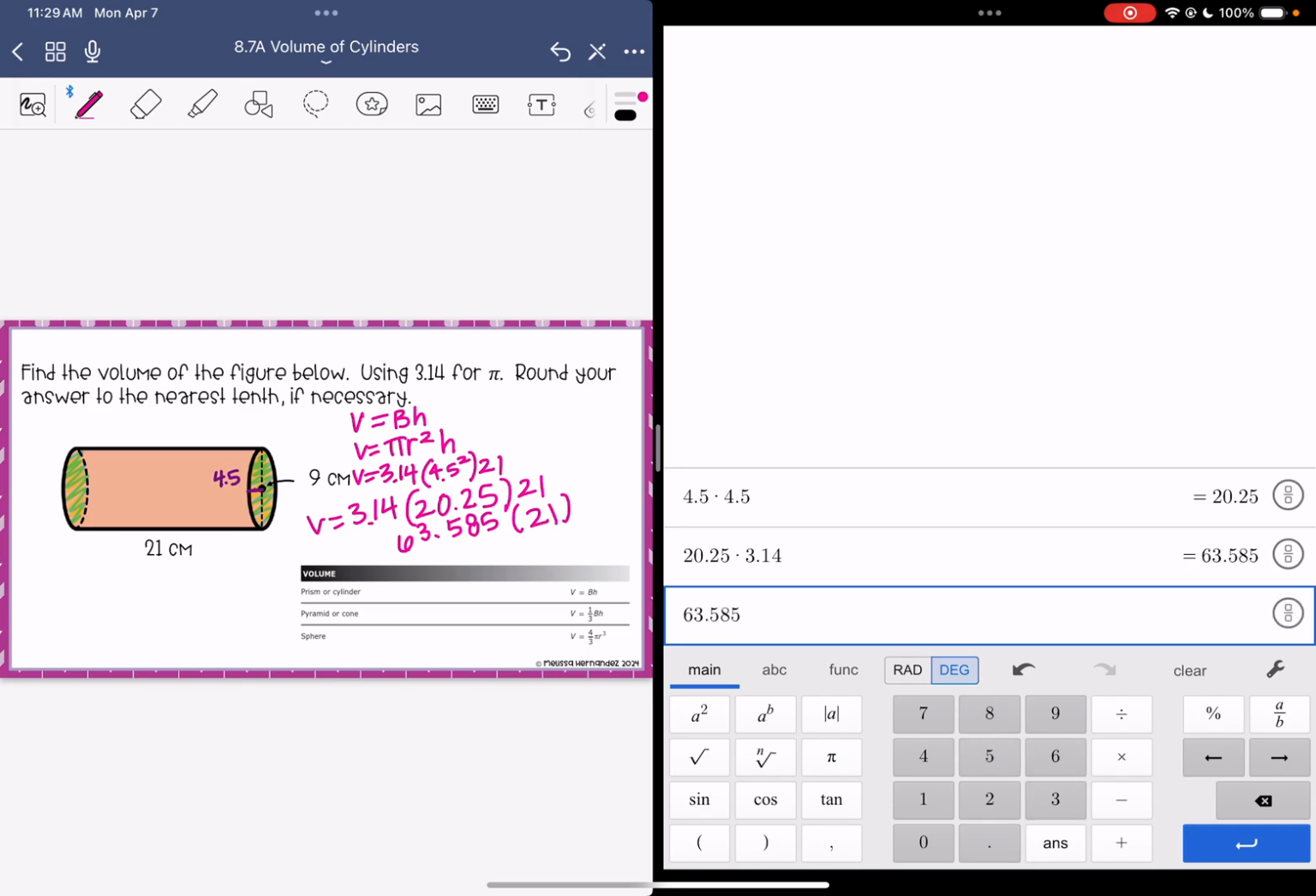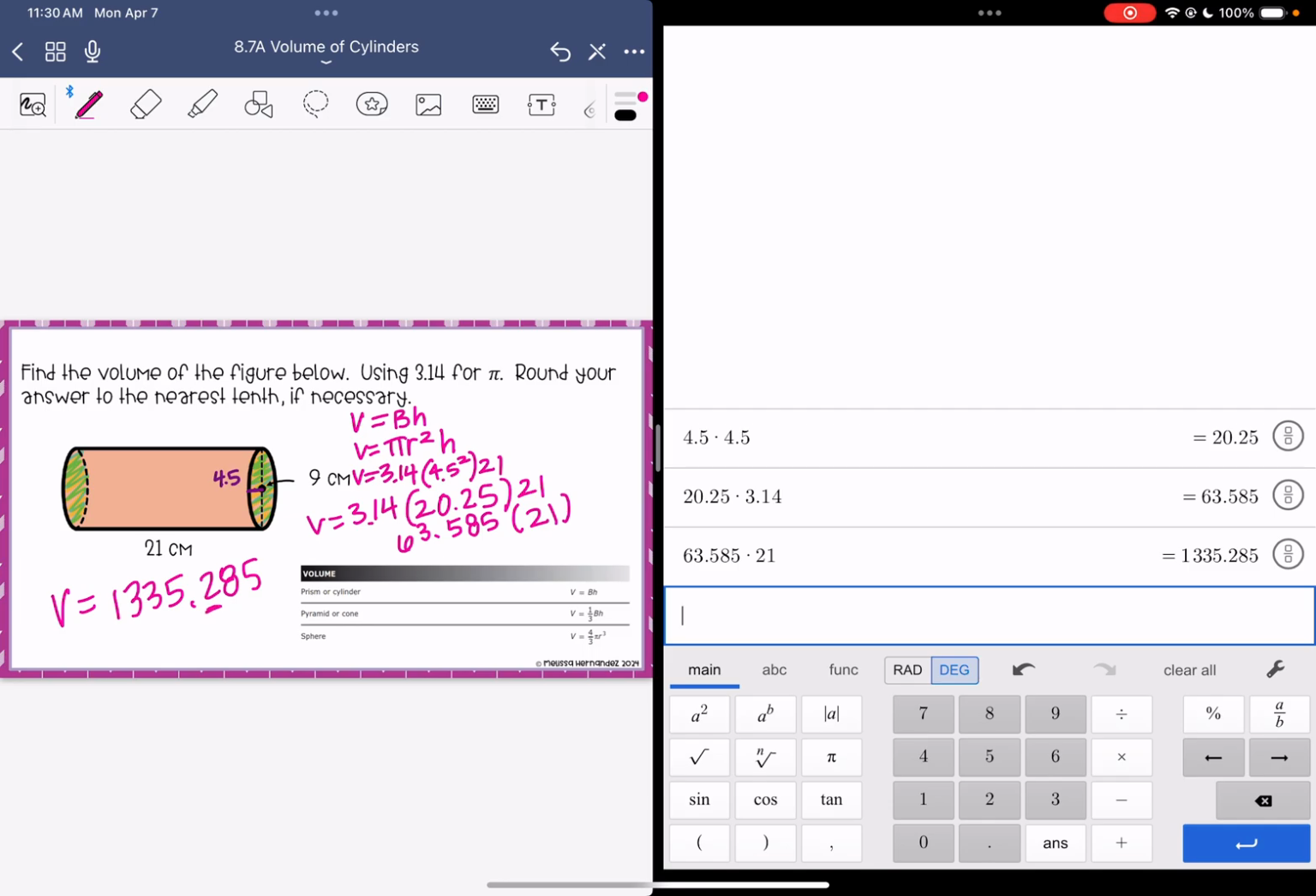You don't have to do it this way. As long as your answer and mine, we both come out the same and we're both right. It's irrelevant how we got there. So the volume of this cylinder will be 1,335.285. But remember, we're supposed to be rounding.